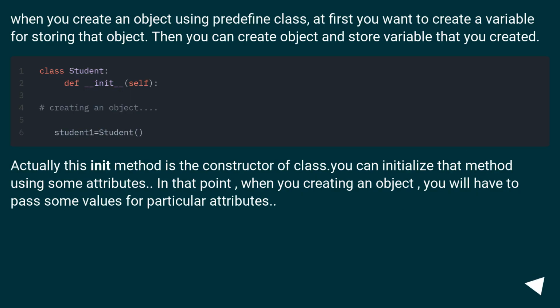When you create an object using a predefined class, at first you want to create a variable for storing that object. Then you can create the object and store it in the variable that you created. Actually, this __init__ method is the constructor of the class. You can initialize that method using some attributes. At that point, when you're creating an object, you will have to pass some values for particular attributes.